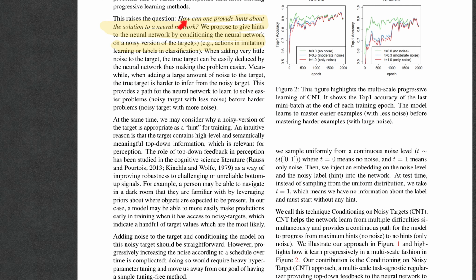So the question they try to answer is: how can one provide hints about the solution to a neural network? The advantage of introducing hints to a neural network is that it can adjust the difficulty of the overall task and how much to focus on an example. In some sense, it's implicitly weighing the items in terms of their importance. The way they define a solution for this problem is that they propose to give hints to the neural network by conditioning it on a noisy version of the target. For example, the target could be actions in imitation learning or labels in classification.